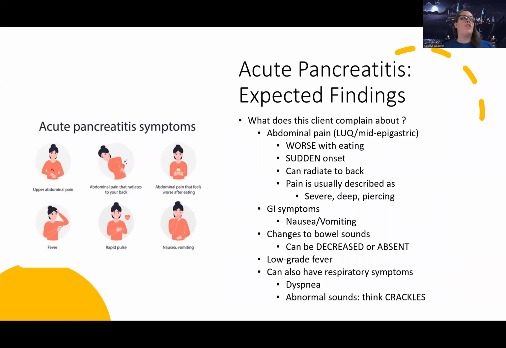So one of the main symptoms and one of the main priorities for this patient is going to be pain management. This person is going to feel pain in the left upper quadrant or mid-epigastric area, because of course that's where the pancreas is located. But their pain is going to be a lot worse when they're eating. If I have a pancreas problem where my pancreas is spilling too many digestive enzymes, what tells it to make more enzymes? It's when we eat.